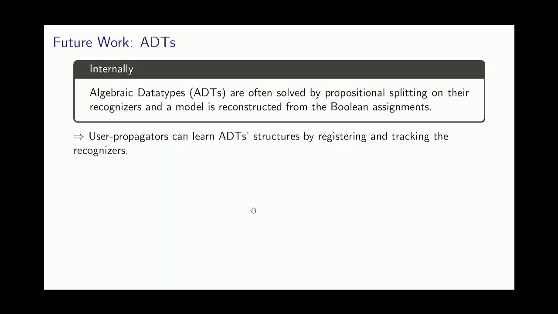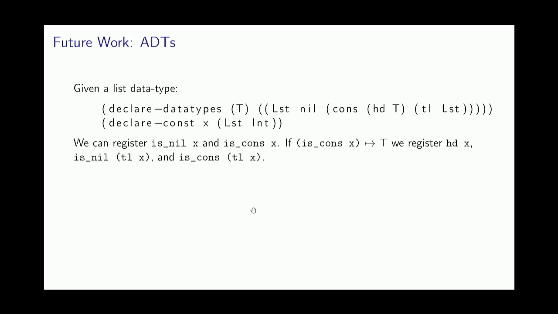However, there are some cases in which we can, and this is also slightly related to what we heard in the previous talk. For example, for ADTs, so algebraic data types, we could in principle issue these callbacks because they are based on a propositional encoding. So the solver internally splits on the recognizers of the ADTs. And fortunately, I have exactly the same example as the colleague from before.